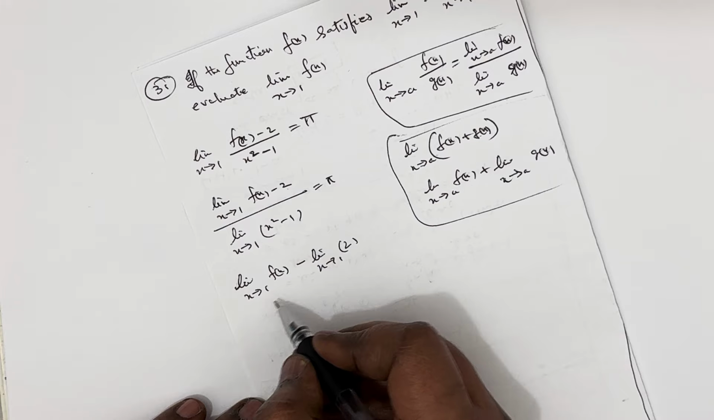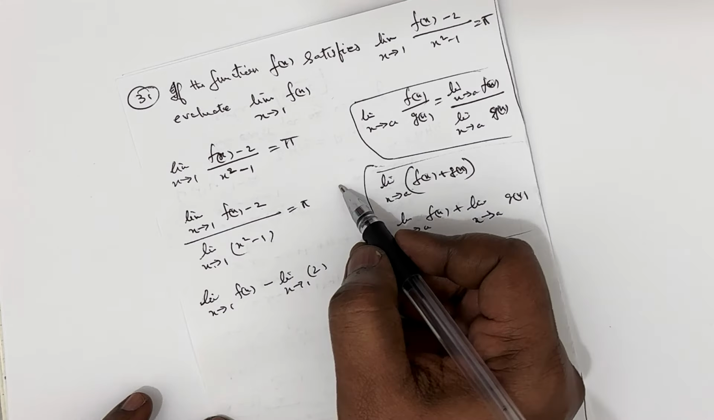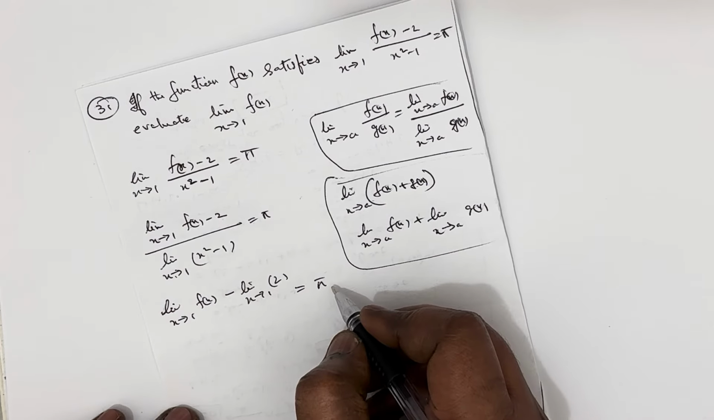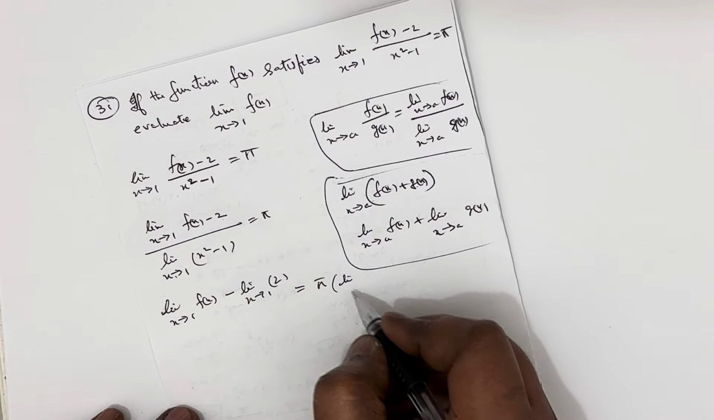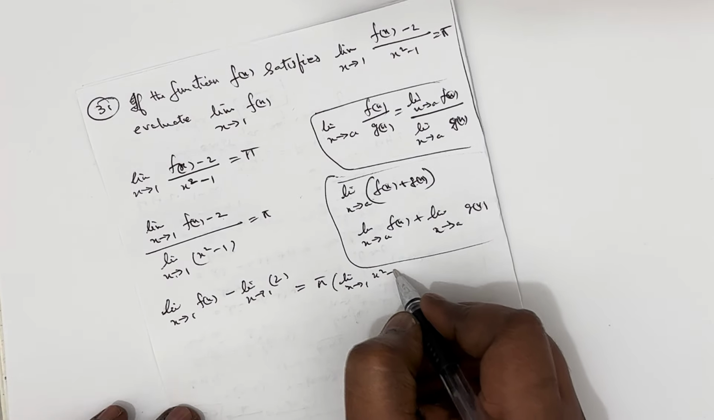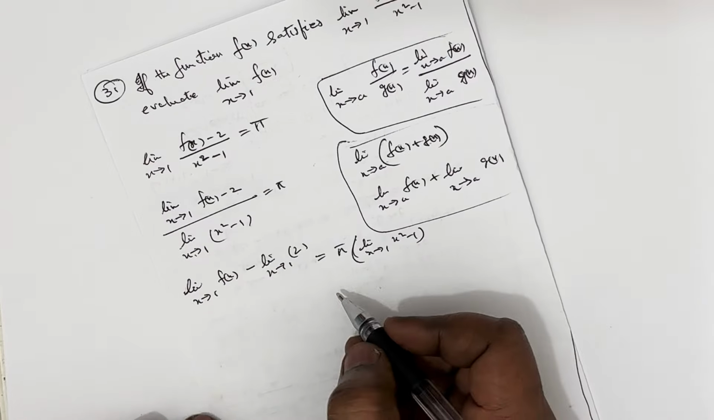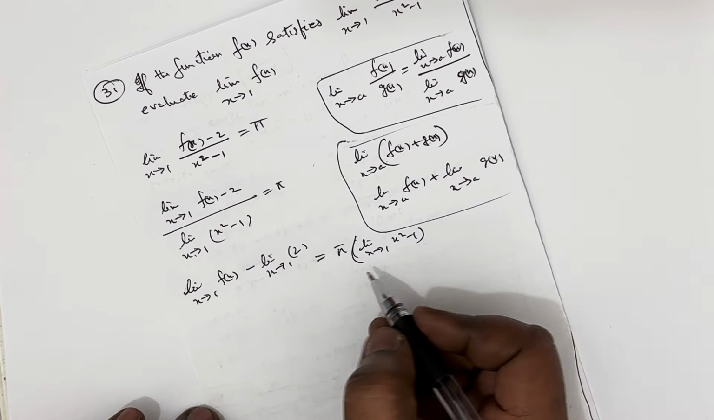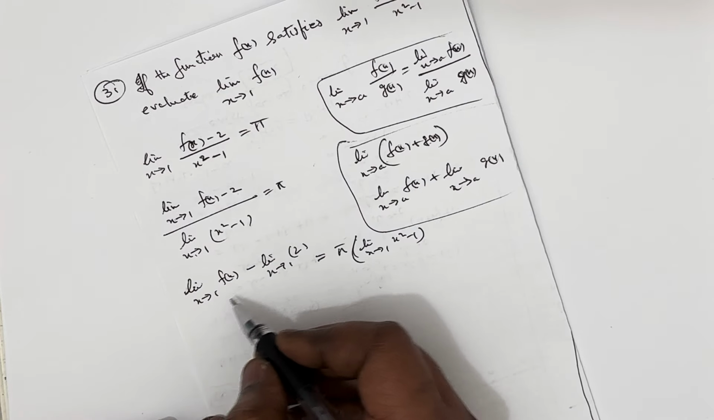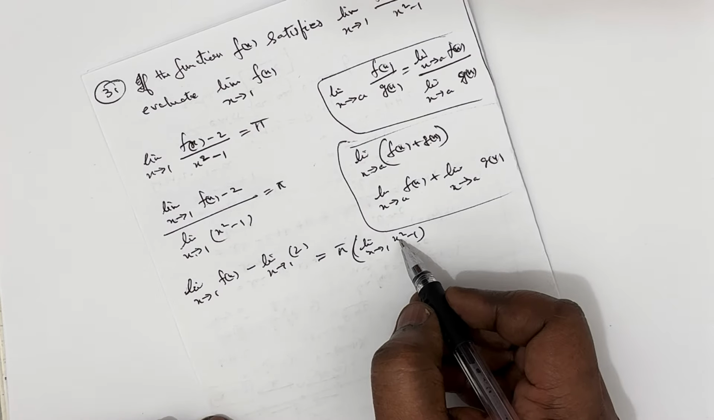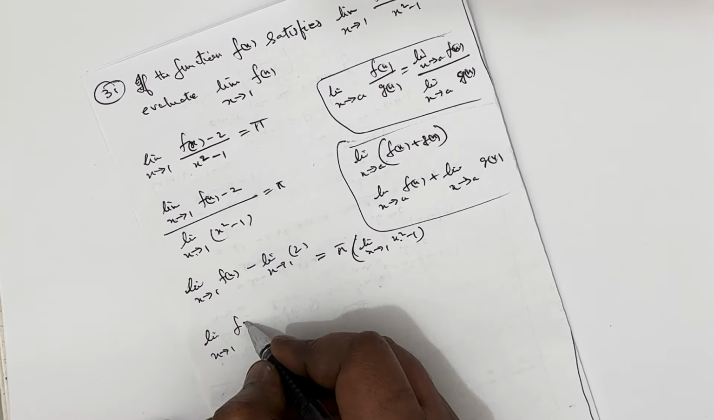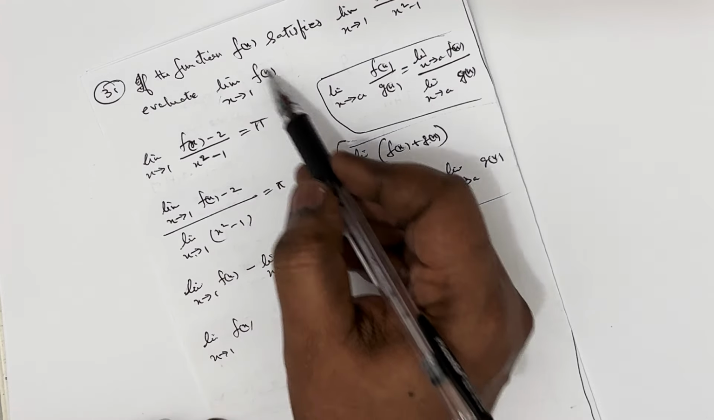Now let's bring this to the right hand side, so it will become pi multiplied by limit x tends to 1 of x squared minus 1. Now pi is a constant. When we apply the value of the limit here, this becomes limit x tends to 1 of f of x. Now this is what we have to find, the limit.